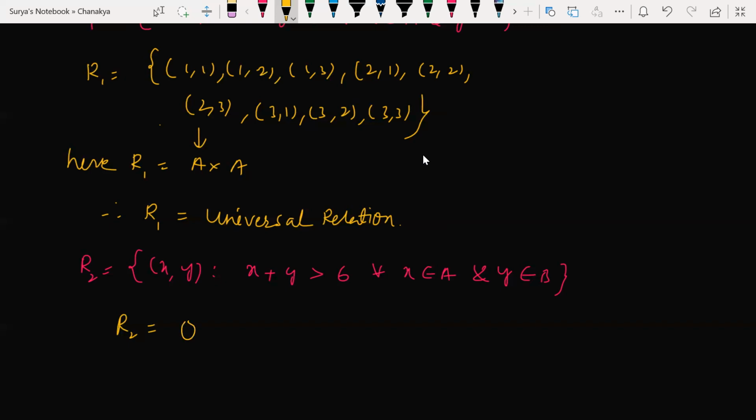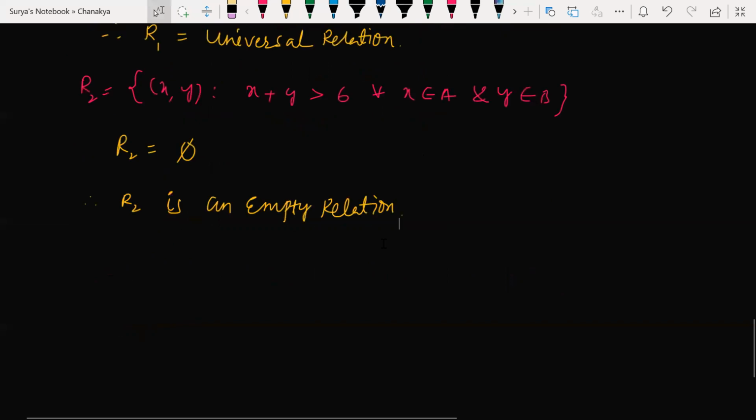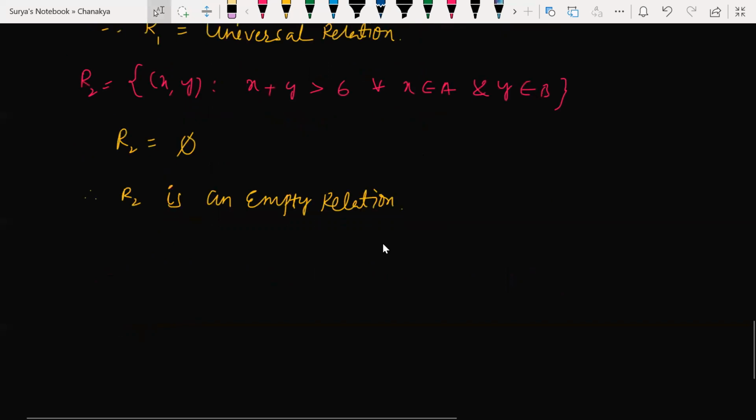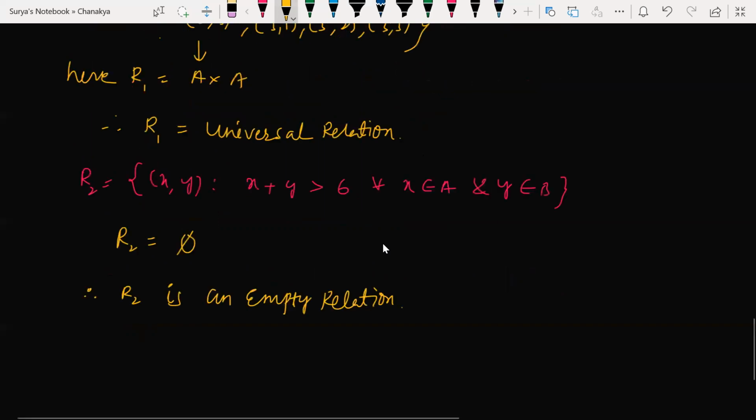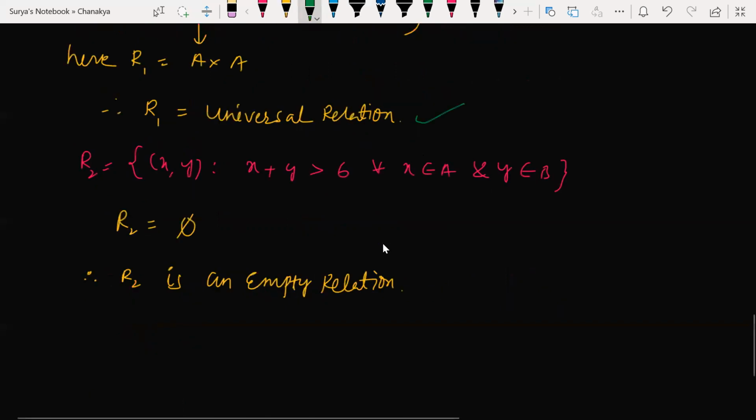So none, R2 is equal to empty. Therefore, R2 is an empty relation, correct? Yes. Now look at this here. R1 is a universal relation. R2 is an empty relation. Now combinedly this relation is what? Now trivial relation. Understood my point?